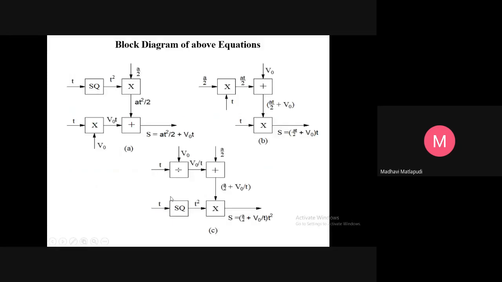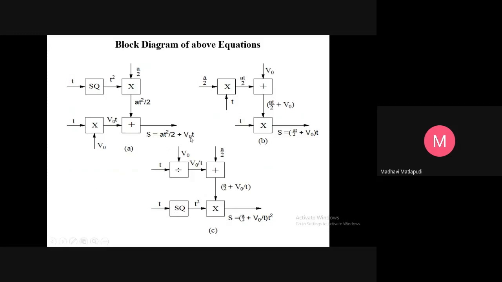Now, we will represent the same thing in the form of block diagrams. Let us take the first expression. S is equal to A T square by 2 plus V naught T. This we are now representing in the form of block diagrams. Each block consists of a mathematical operation. Suppose one is square, SQ means square. This means multiplication. This is addition. Then you also have division. So these are the blocks operating the mathematical operations.